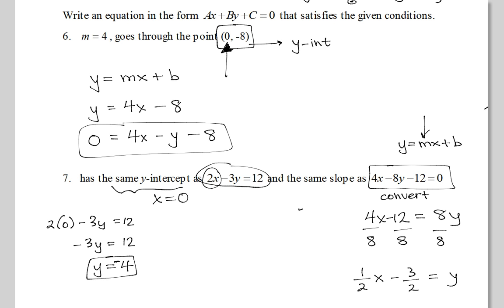What's the slope of that line? 1/2. So you got a y-intercept, you got a slope, 1/2 x minus 4.